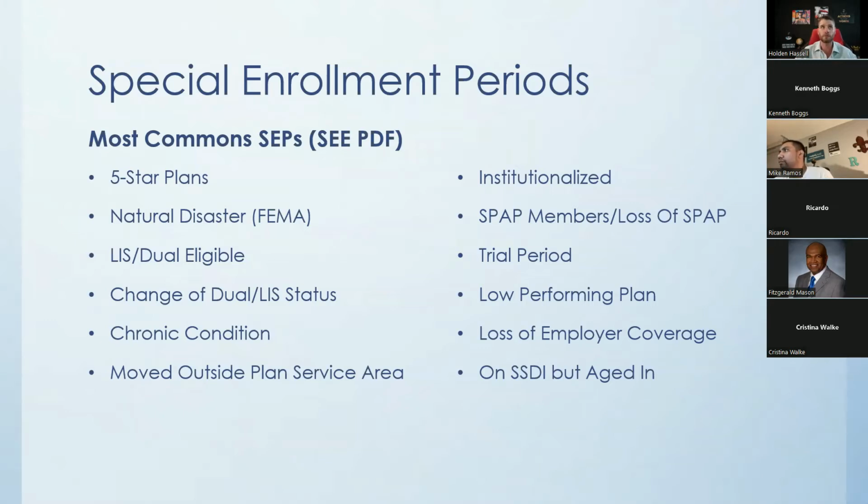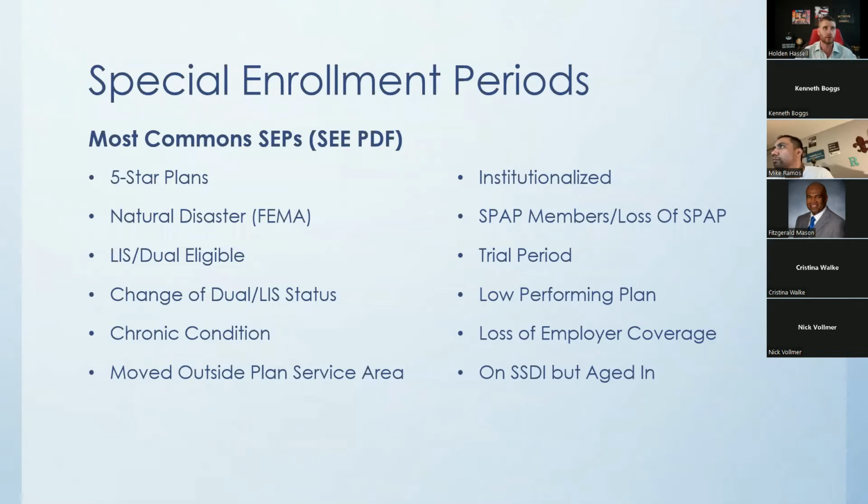LIS, low income subsidy for people that are on extra help. Also dual, which is dual eligible. So for people that are on both Medicare and Medicaid, it's generally on the same one. LIS/dual maintaining is what it's called. A change of dual/LIS status. They just got it. They lost their dual status, whatever it might be. They lost Medicaid, so they're no longer dual eligible.